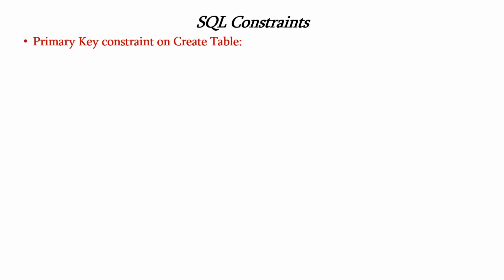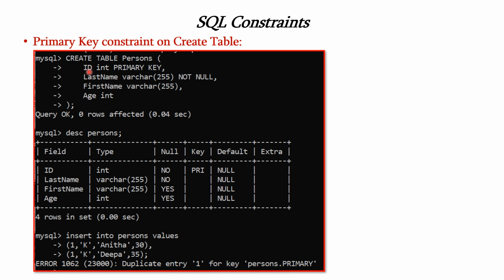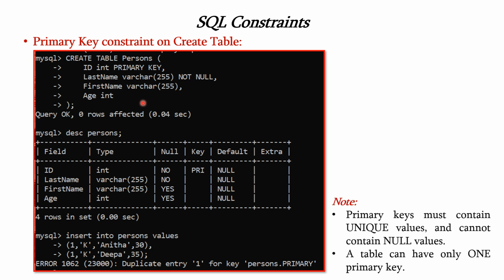Next, primary key constraint. Let us see it on the CREATE TABLE statement. So we have CREATE TABLE persons. We are enforcing the primary key constraint on ID. So once we enforce the primary key constraint on a particular column, it will satisfy both unique and not null constraints. So it should not contain any duplicate values. Also, it won't allow null values. And a table can have only one primary key.